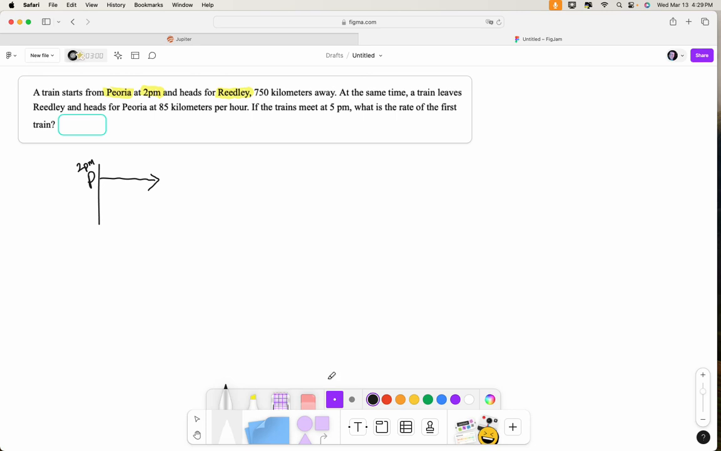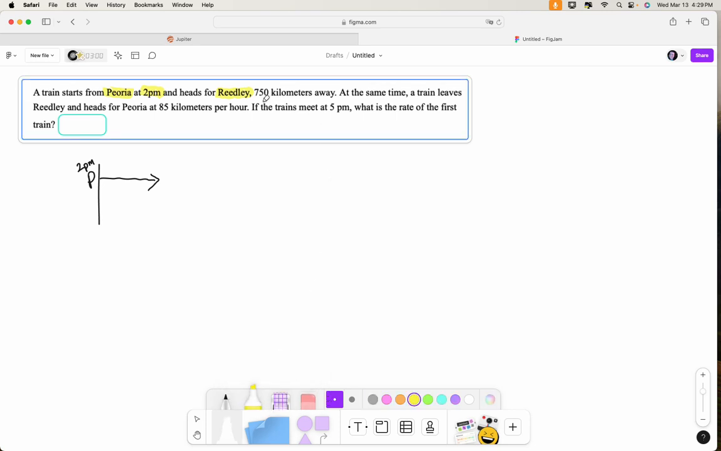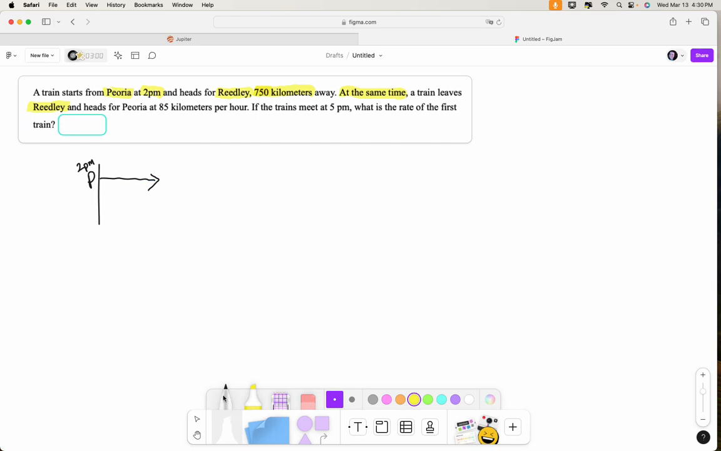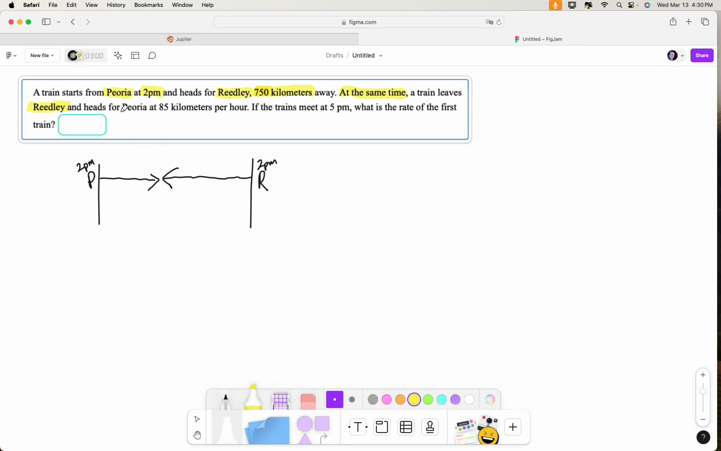Now, that is 750 kilometers away. So that's good to know, 750 kilometers. At the same time, a train leaves Reedley. So at the same time, we've got a train coming from Reedley. So that means on the opposite side, over here, this is Reedley, and I've got a train headed towards Peoria at the same time, so 2 p.m. It heads for Peoria, and it is going 85 kilometers an hour.